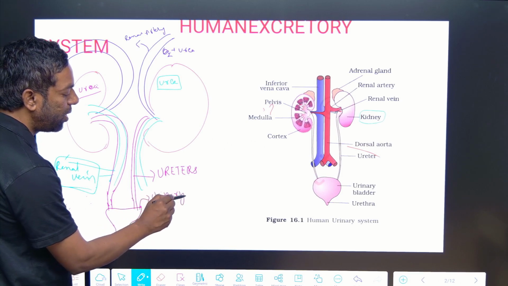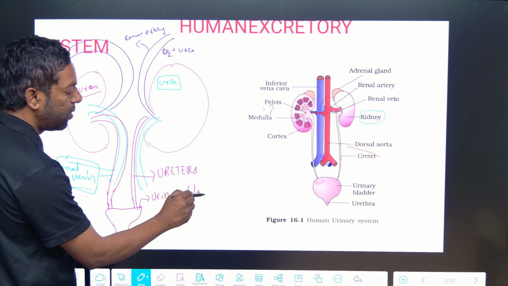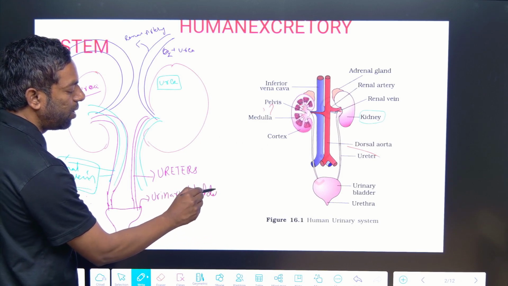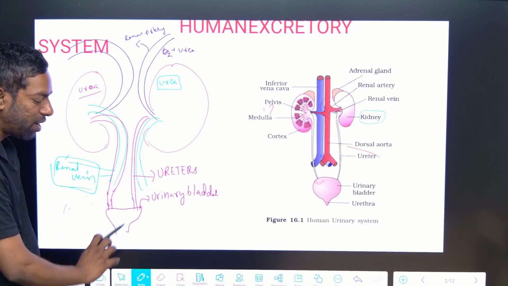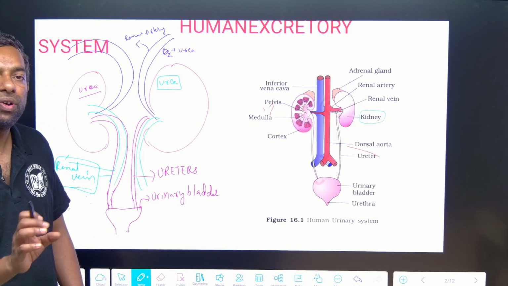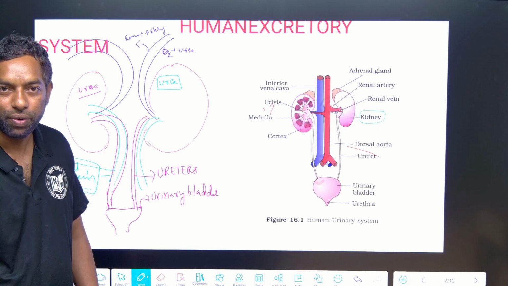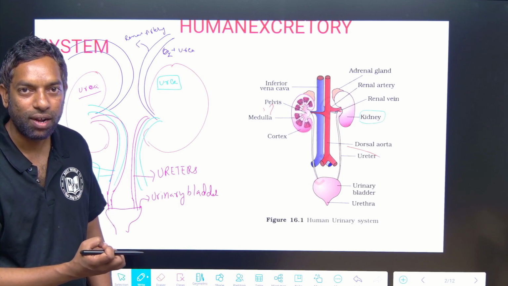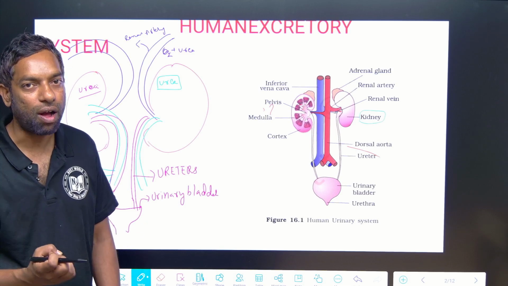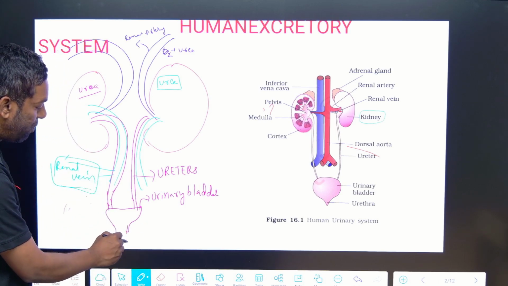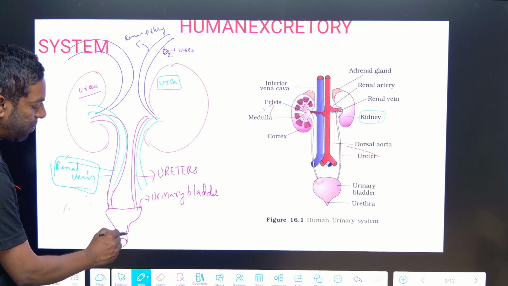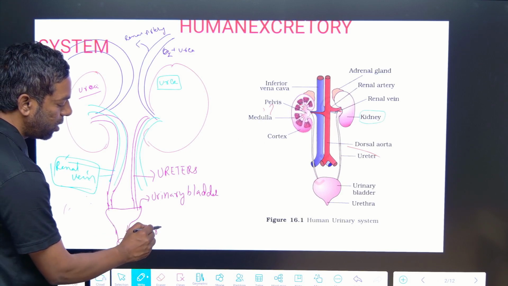Urinary bladder. The urinary bladder is the place which stores the urine. Once it is filled, the urine is excreted out through one part we call the urethra.